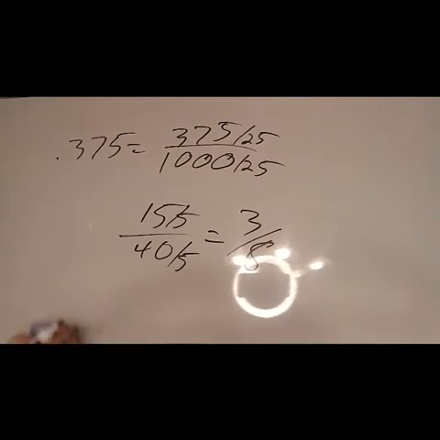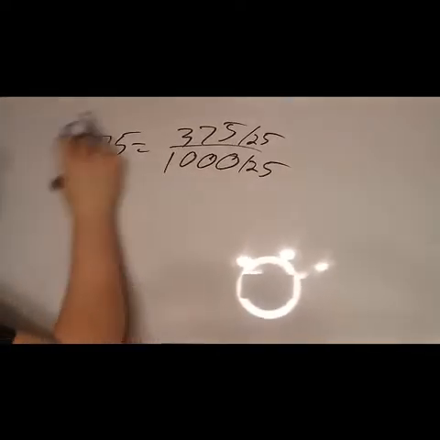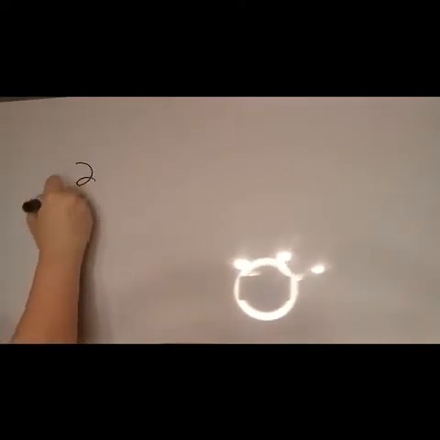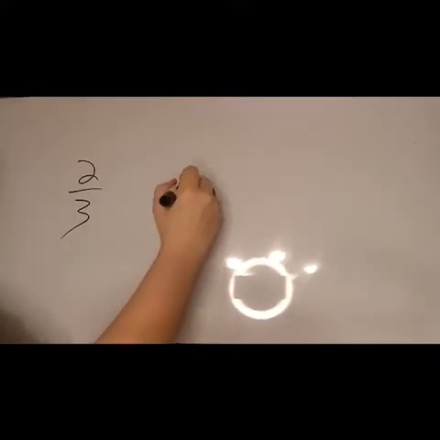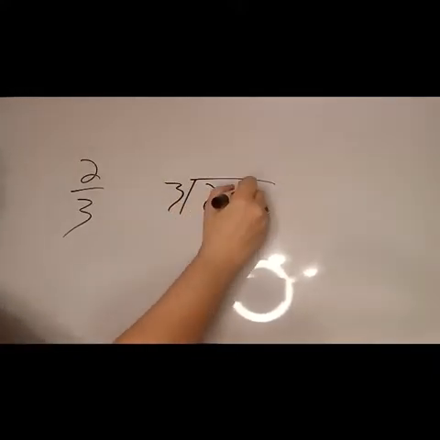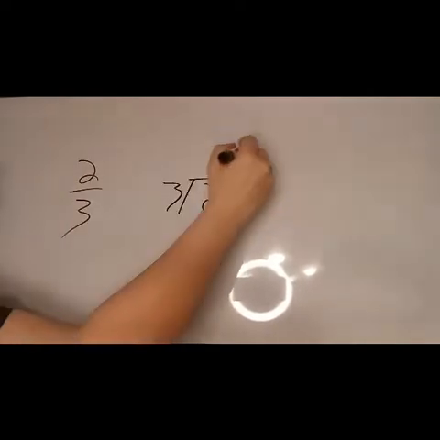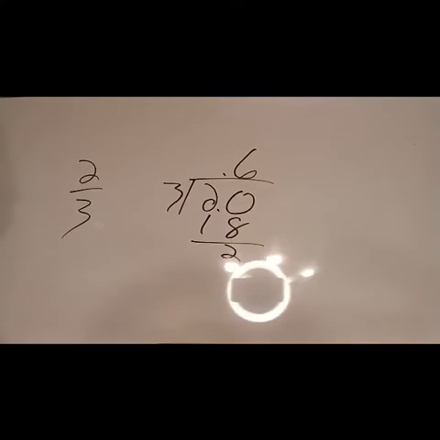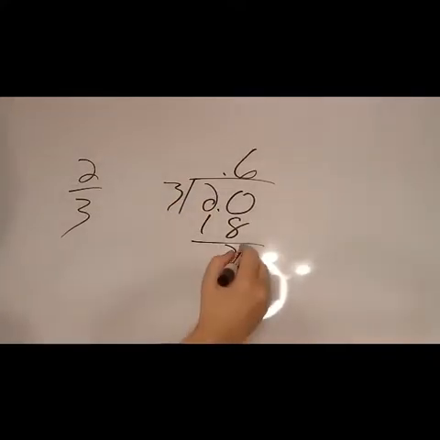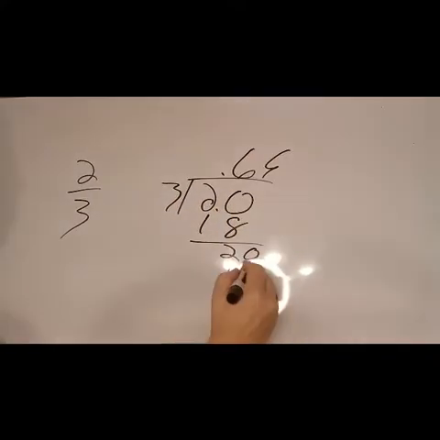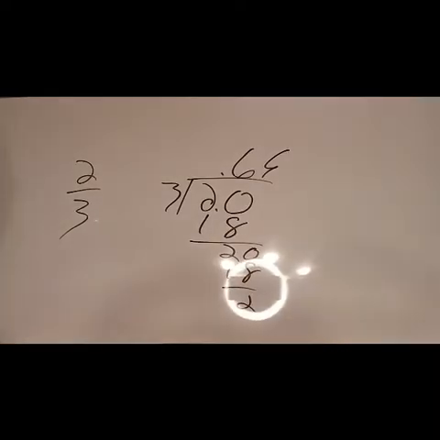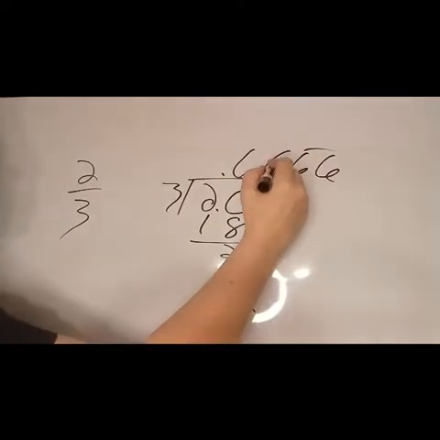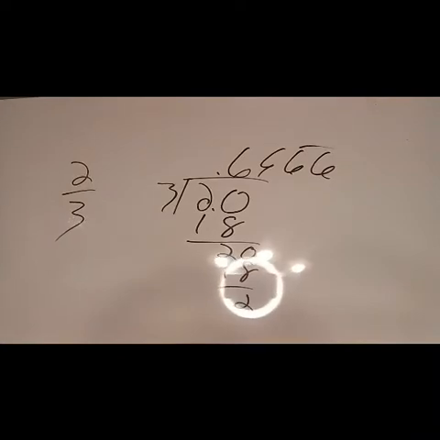Now let's look at a hard one, one that doesn't come out so nice and easy. Let's look at 2/3. We have 2 divided by 3, which gives us 6, 18, 2. We're going to end up with the same thing. It's going to be repeating. 6, 6, 6, 6, 6. Repeating.